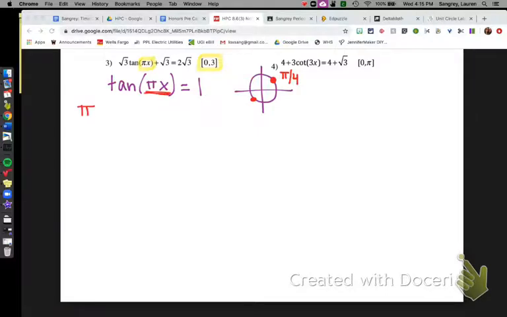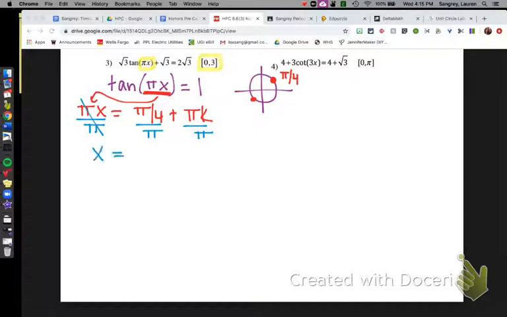So take the argument, which is pi x, and that equals pi over 4 plus pi k. Now we're going to have to divide everything by pi so that x is alone, which is going to make this x equals 1/4 plus 1k. So this is your complete solution. Now let's look at the restricted domain solution.